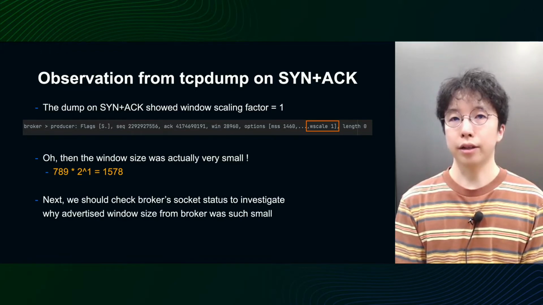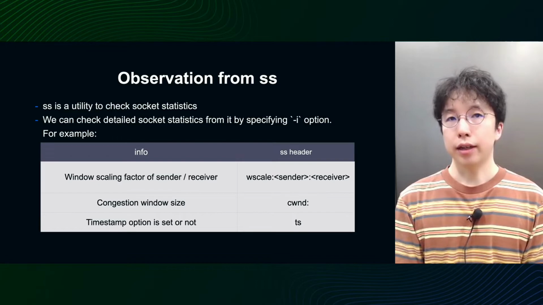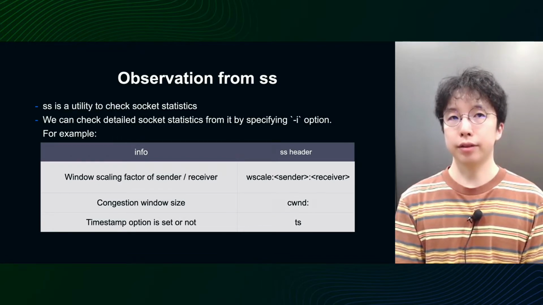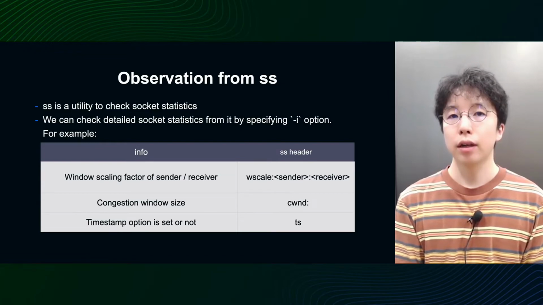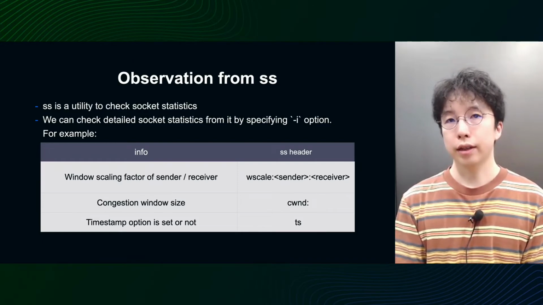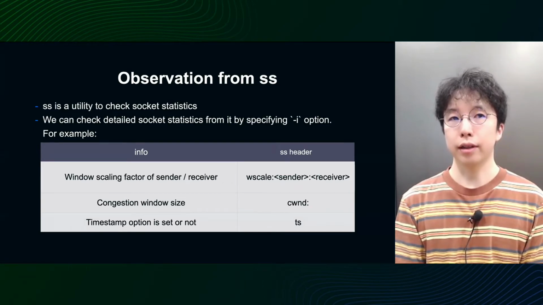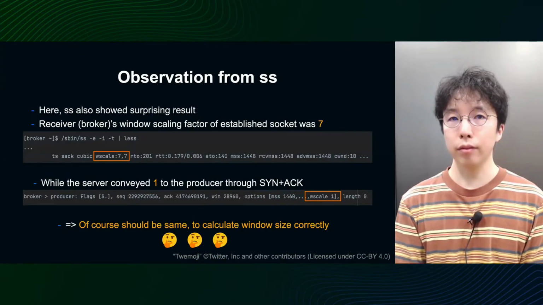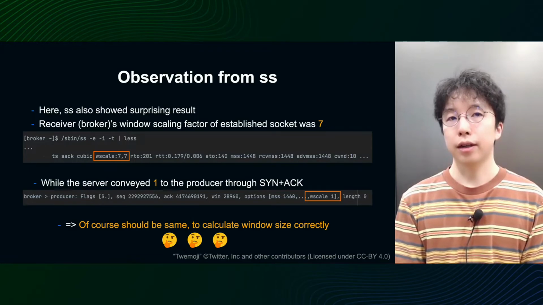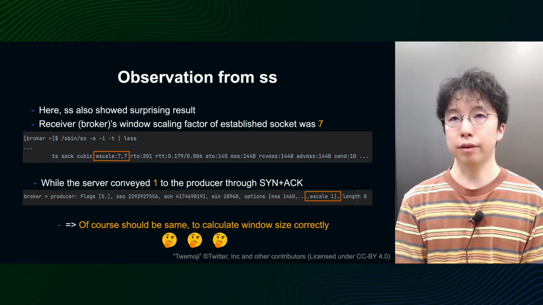So the next step was to find out why the window size was such a small value. The tool we used here is called ss, which is a tool for examining the state of sockets. With the ss tool, you can specify the -i option to see detailed information about TCP, such as the window scaling factor, congestion window size, and whether TCP timestamp is enabled or not. When I ran ss on the broker where the problem was occurring and checked the socket status, I found something strange again.